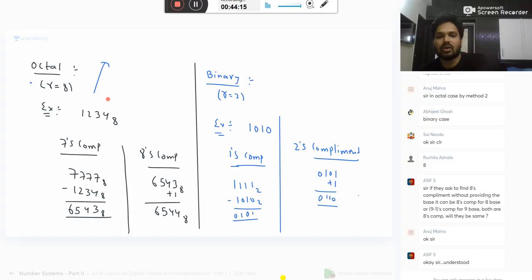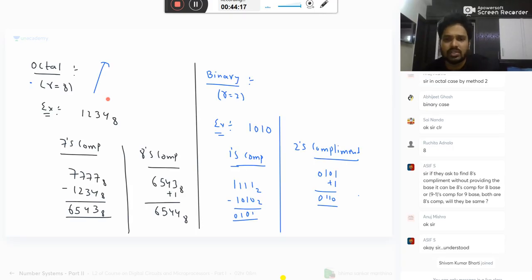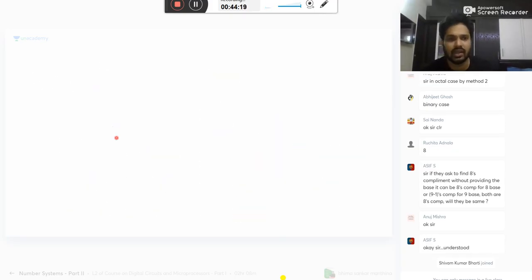Okay, now come here. Up to this part clear? For example, I want the 2's complement of, okay, one minute. How to find the 2's complement of this number, my dear friends? Tell me.